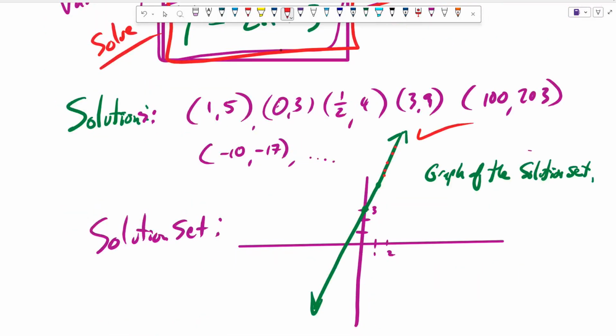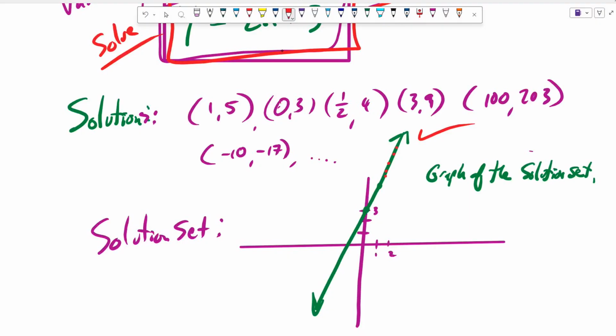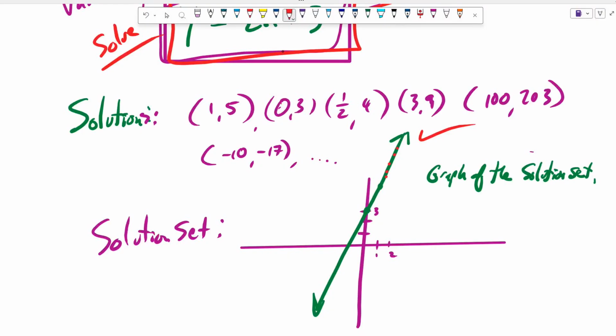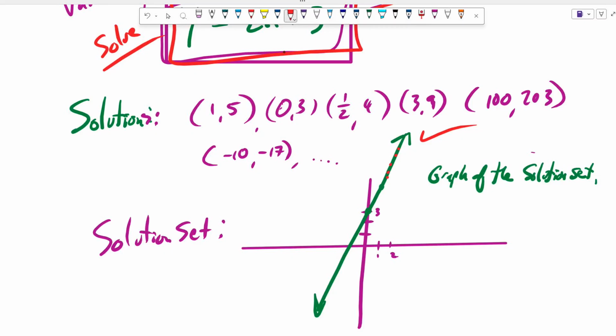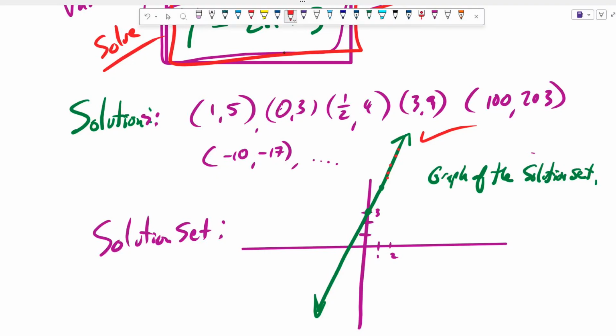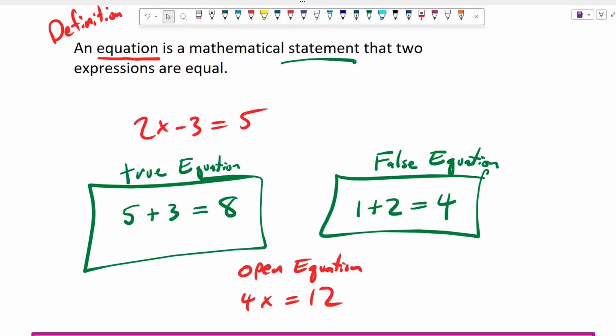Okay, so did we solve this equation? Yeah. Why did we solve it? Because we found the solution set. We found the solution set. So this is very important.